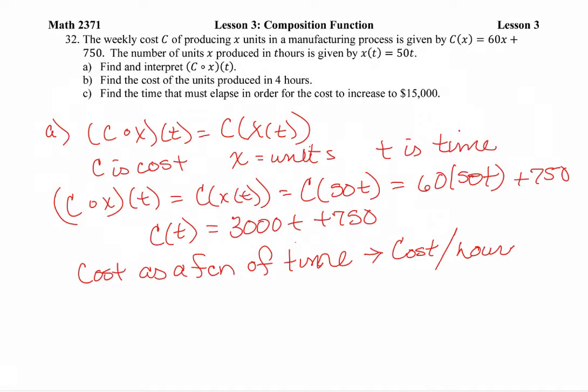Okay, so what they're wanting you to do is the cost. So they're wanting the cost of units per hour. Okay, because C of X is the cost of units per hour, is what C of X of T means.